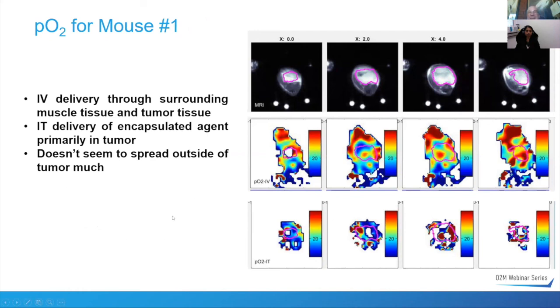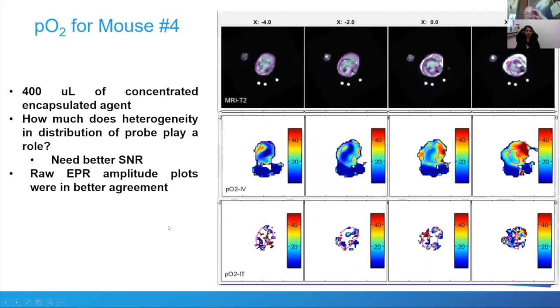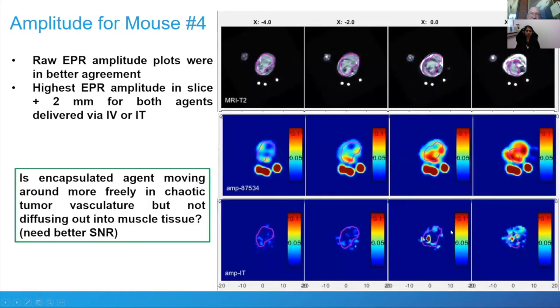So if we look at the EPR signal amplitudes for mouse number 1, they're not very high. If we look at the oxygen images for mouse number 1, in the middle here, this is IV delivered, and in the bottom we have intratumoral injection of our encapsulated imaging agent. It gets a little bit better. There's much better agreement in the amplitude, and there's a higher amplitude in the last slice here of this mouse. There is some thresholding that O2M had to do because of the lower signal to noise of the imaging agent. Thankfully, the imaging agent is not optimized in terms of labeling, so we have a lot more room to go towards better signal to noise.